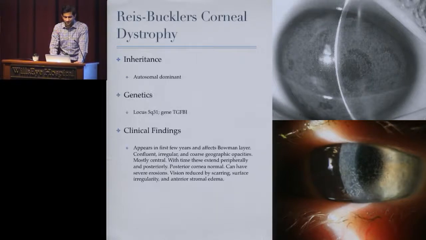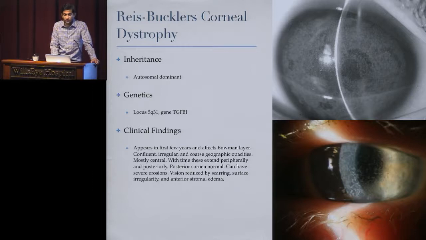And it's autosomal dominant. All right, so this appears in the first few years of life. It affects Bowman's layer. It almost looks like granular dystrophy of Bowman's layer. So you get these coarse little geographic opacities. They start out centrally and then they extend all the way to the periphery at some point. The posterior cornea is completely normal.